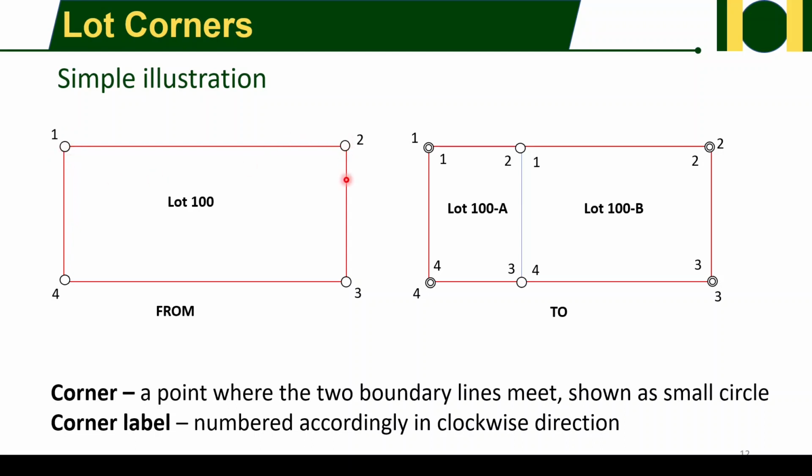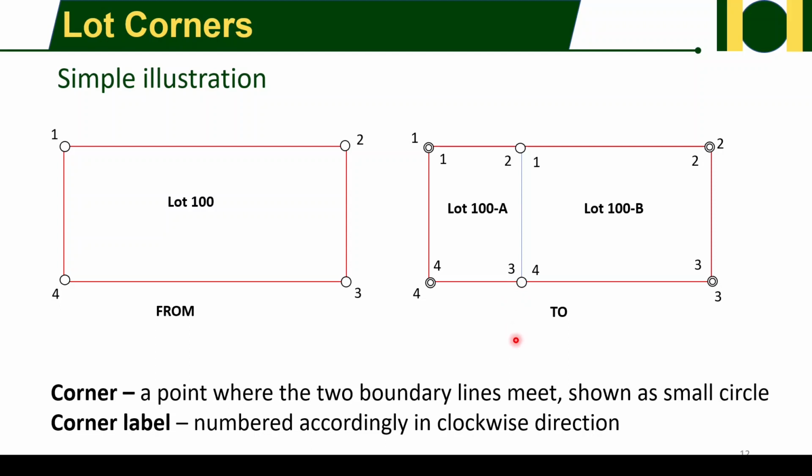Okay, circle on the vertices. For example, you have 1, 2, 3, 4. Now, once the mother lot is being subdivided, it will create a new corner, a new vertex. Okay, so this, for example, this one.